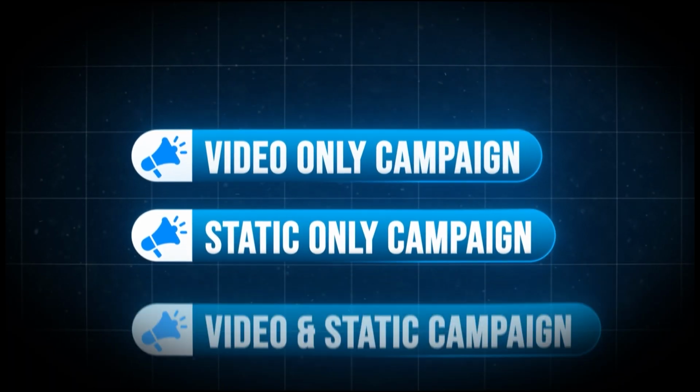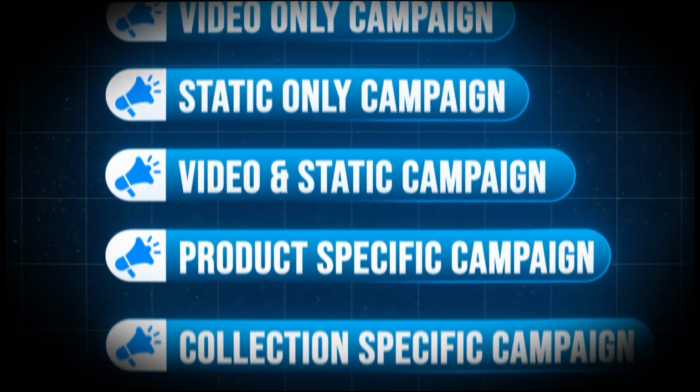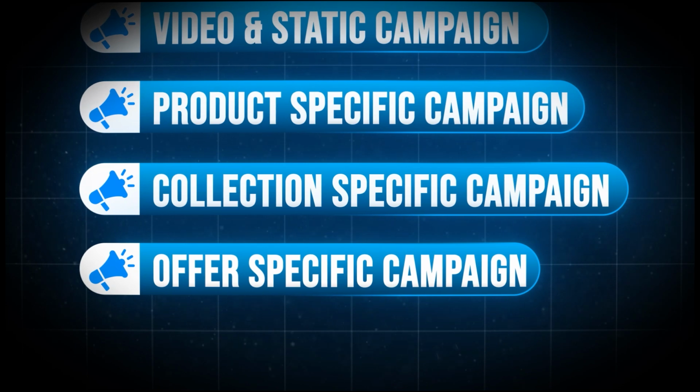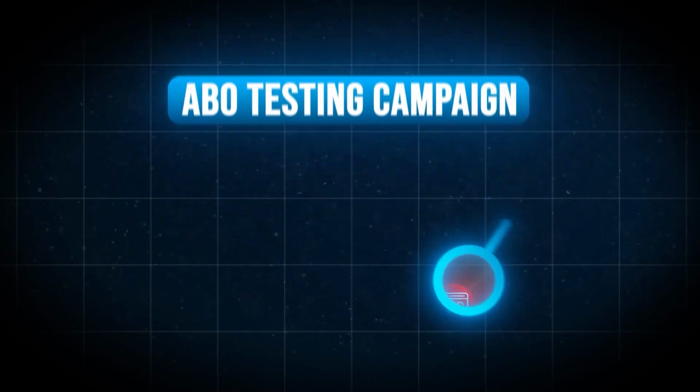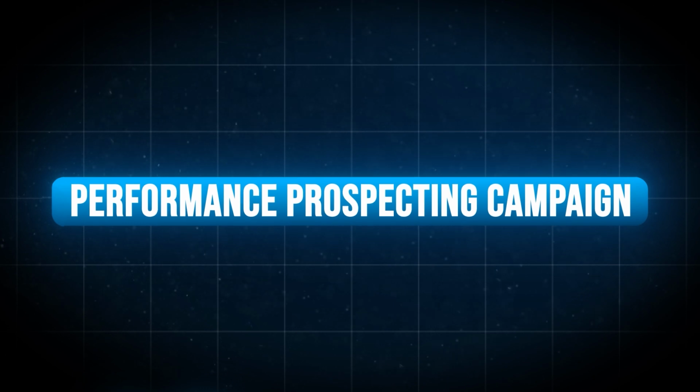The next campaigns you're going to set up are your prospecting performance campaigns. So these campaigns can be a variety of campaigns. They could be video only, static only, videos and statics, or all types of ads. They could be product specific campaigns, collection specific campaigns, or even offer specific campaigns, where we have a specific offer going on. But the point of these performance campaigns is that they only have winning ads in them. That's the point of the testing campaign, to find winning ads. Then once you find the winning ads, you graduate them into your performance prospecting campaigns. And these should represent anywhere from 70 to 80% of your overall budget at any given time.